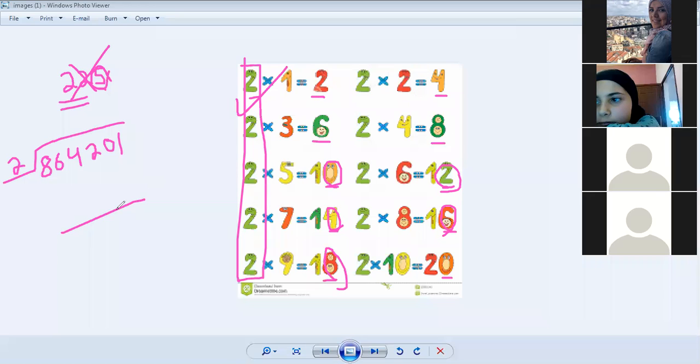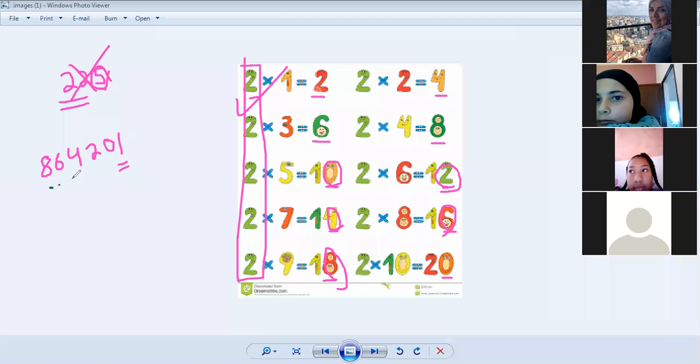I'm not going to make the division and check if the remainder is 0. No, I just look at the last digit. What's the last digit? 1. So is this number divisible by 2? No. Even though I have 8, 6, 4, 2, 0 in it, I don't care. I just look at the last digit. If it's 0, 2, 4, 6, or 8, then the whole number is divisible by 2.